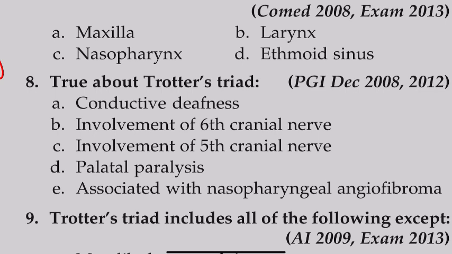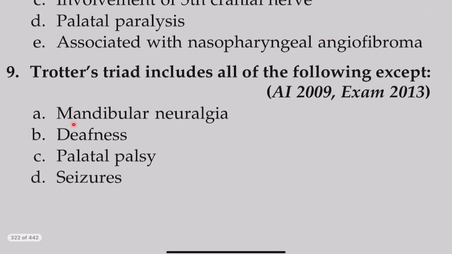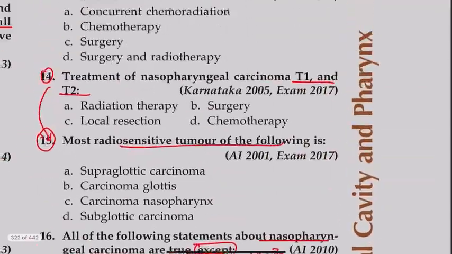We have already said from NPC, N was trigeminal neuralgia, right? That means the 5th cranial nerve. P, palate palsy, right? C, conductive hearing loss. Trotter's triad includes all of the following except: mandibular neuralgia, deafness, palatal palsy; seizures is not included, right? Mandibular neuralgia is also related to trigeminal neuralgia.